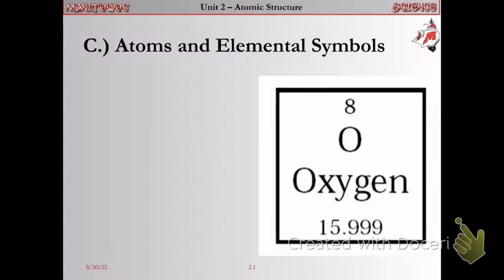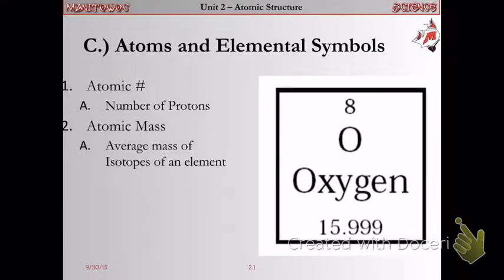The element symbols are things that we worked on in the PhET simulation, and now we just want to get those definitions down in our notes for good. First of all, the atomic number. The atomic number is going to give us the total number of protons, and I'm going to draw a line to that at the end of this slide. The atomic mass is going to give the average mass of the isotopes of an element.